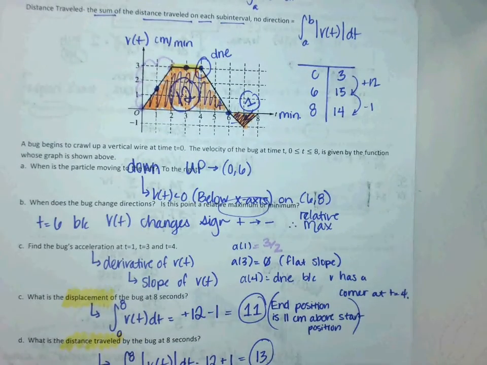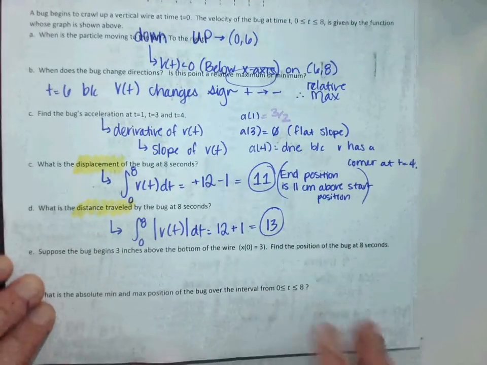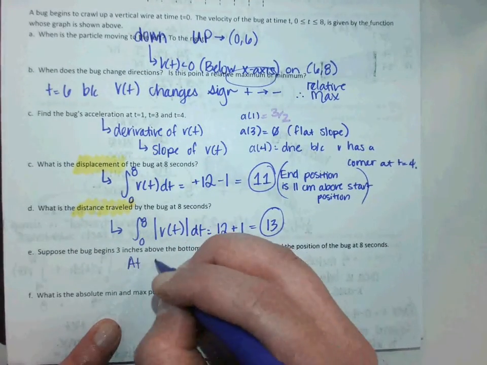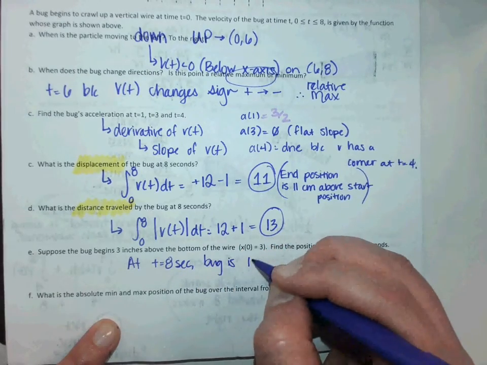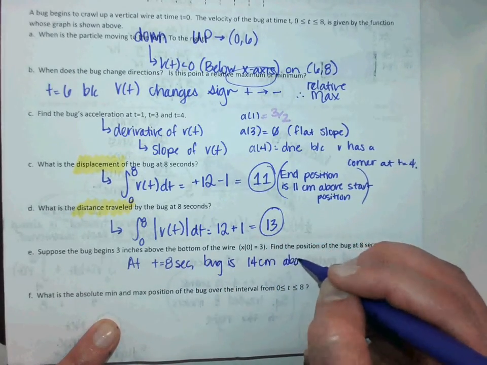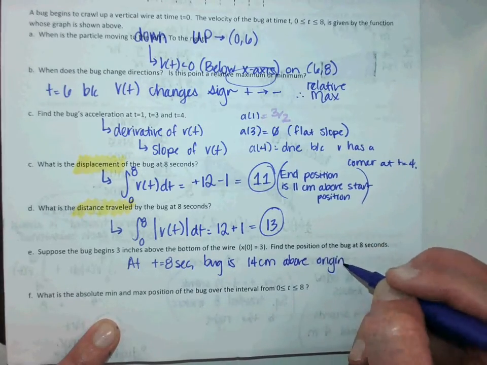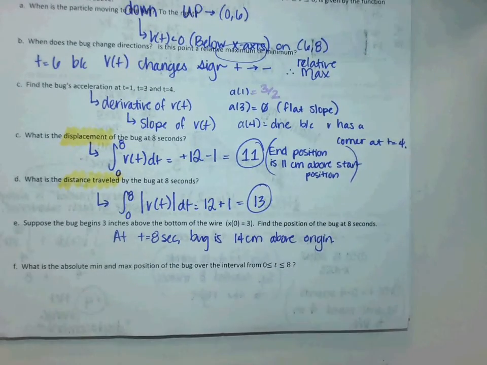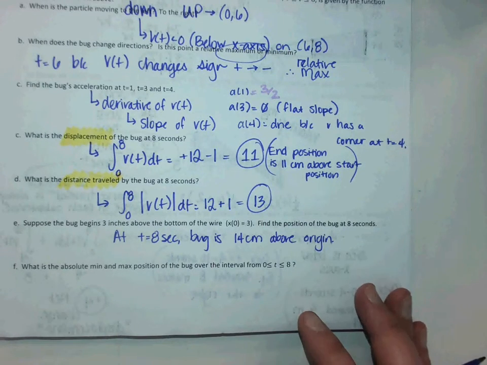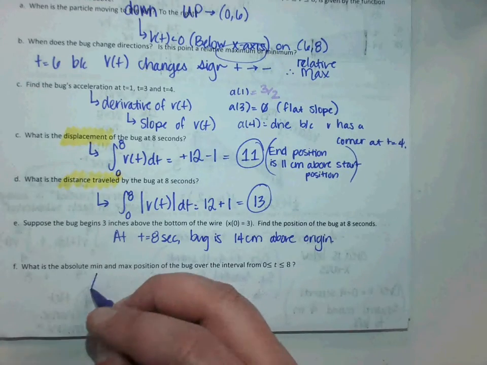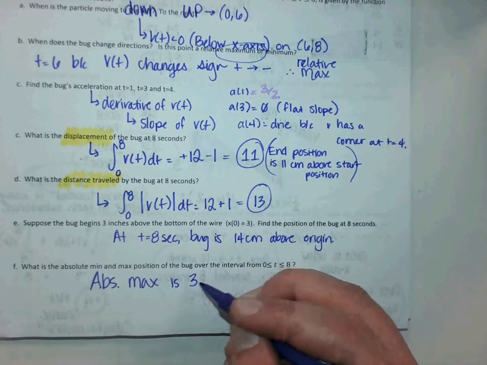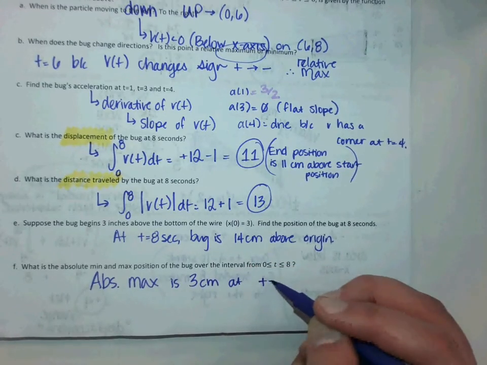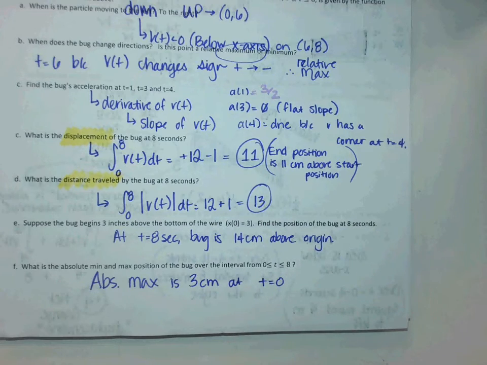My position at 8 would be 14 units above. At t equals 8 seconds, the bug is 14 centimeters above the origin. Last question. What's the absolute min position and the absolute max position? Well, look at your chart. What's the highest that he went? 3. His absolute max is 3 centimeters at time 0. What is his absolute min?